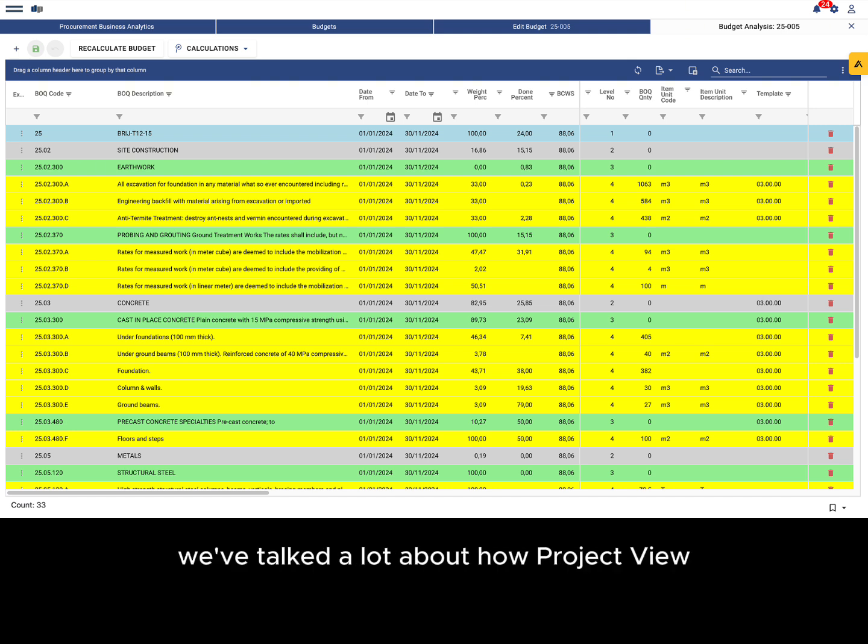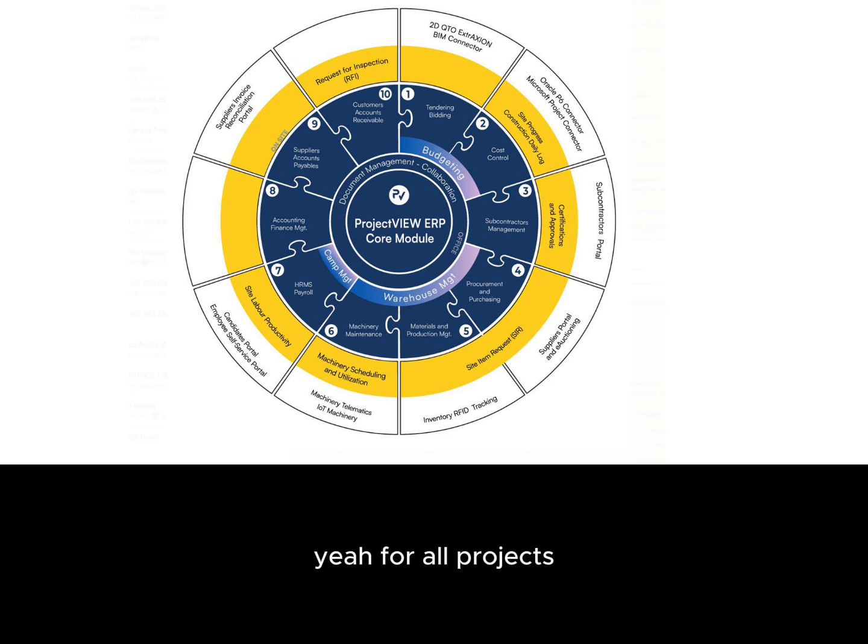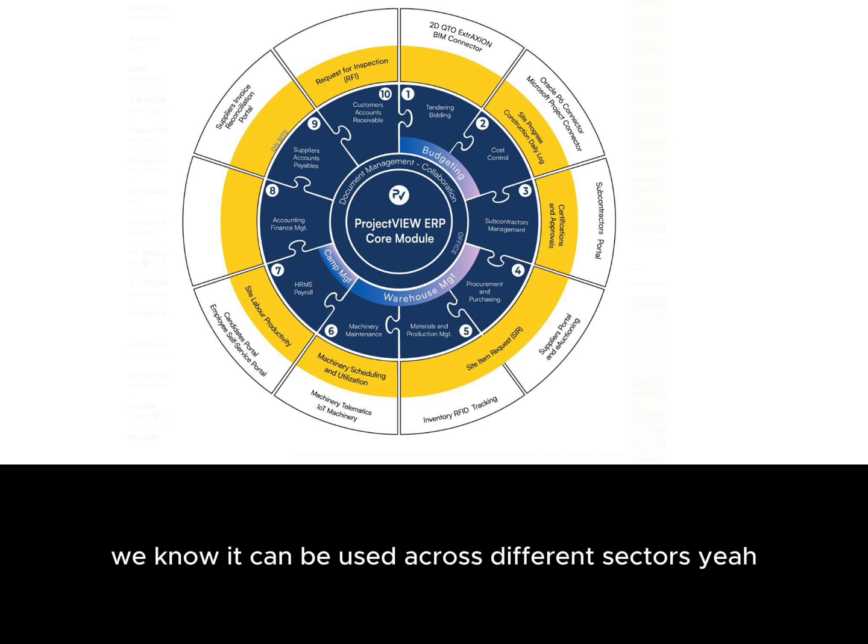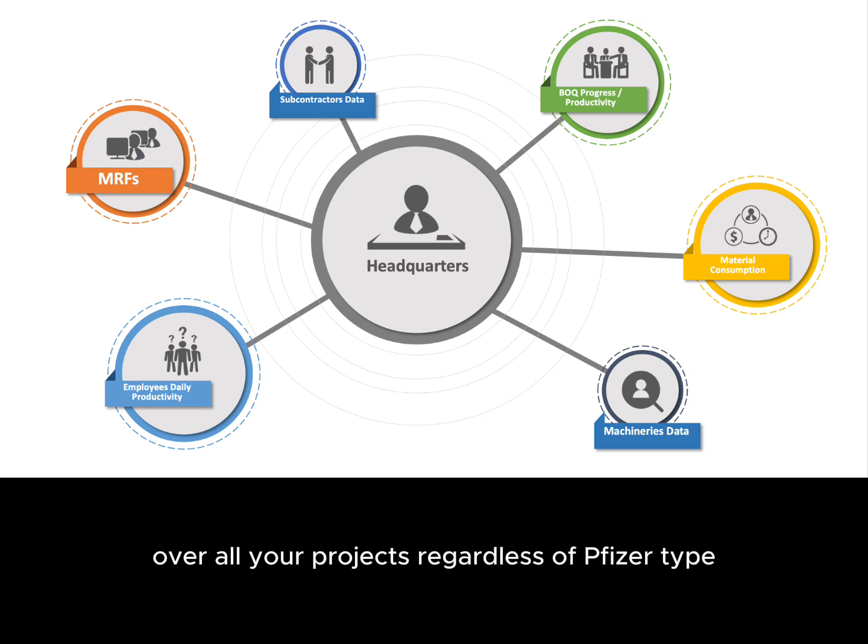That's the goal. Now, we've talked a lot about how ProjectView helps manage costs, but one thing I'm curious about is how it handles this idea of an integrated solution for all projects. We know it can be used across different construction sectors. But what about within a single company that's juggling multiple projects at once? That's one of ProjectView's strengths. It's designed to be a central hub for all your projects, regardless of size or type.